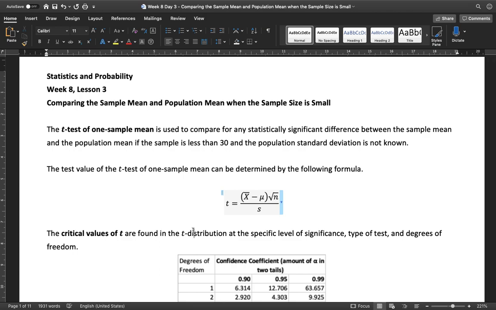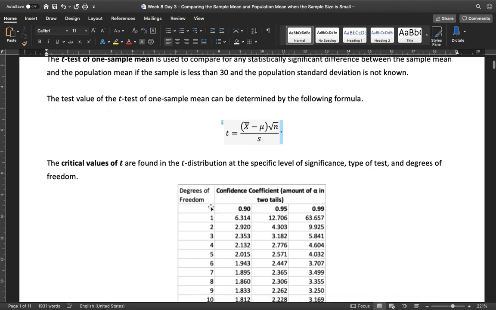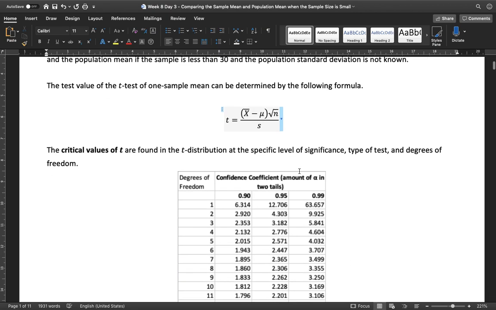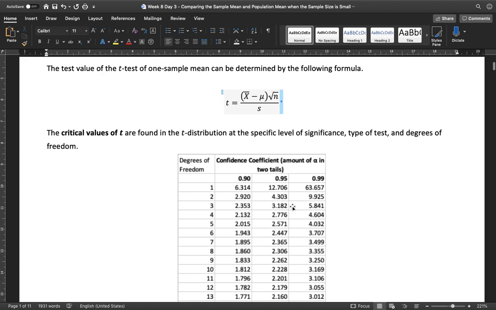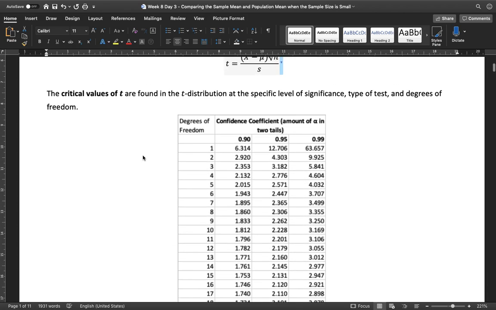Now, how do we determine the critical values of t? So, we're not going to use the z-tables na. We're going to use the t-table. So, we are going to use the t distribution at the specific level of significance, type of test, and degrees of freedom. So we make use of the table found on the back of your book on Appendix B. I took the liberty to type the values as well. So dito sila lahat. So please check yung Appendix B ng book nyo. Nandun yung values na ito.